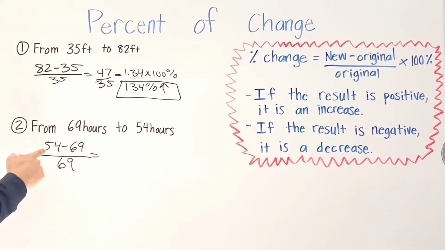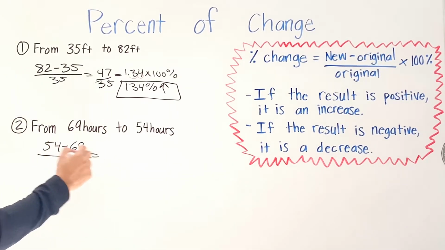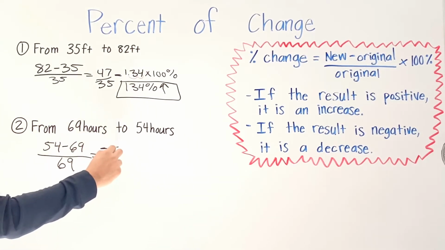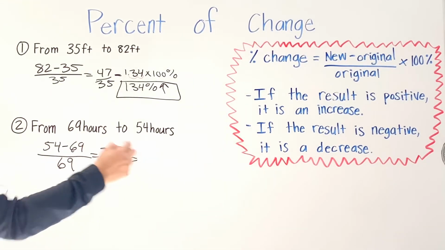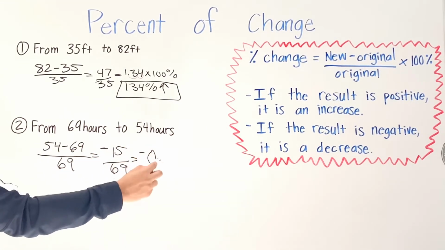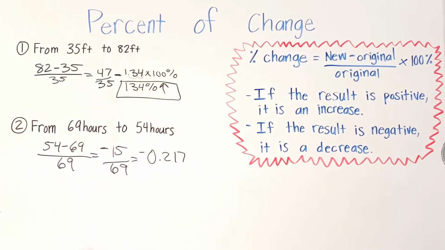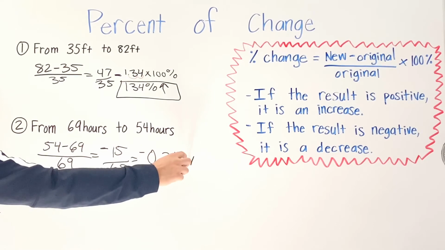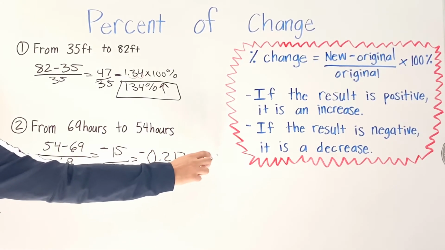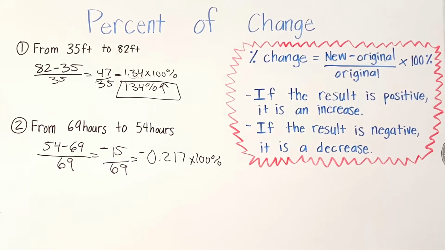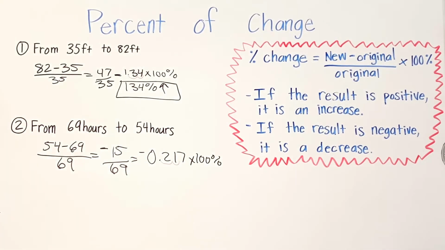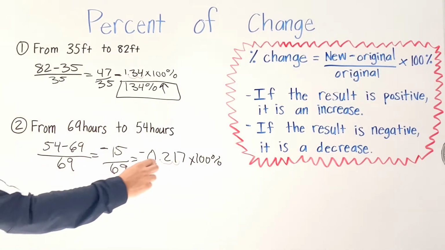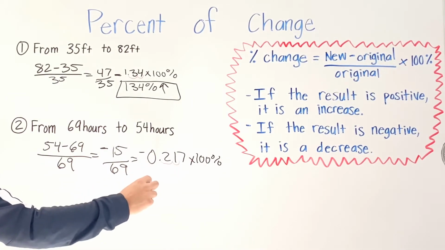We subtract 54 minus 69. I know right away that's going to be a negative 15 divided by 69 equals, when we divide that, negative 0.217. After that, you multiply that by 100%. You're going to move it up 2 spaces, 1, 2. So I'm going to estimate that 7 up, so there's going to be about 22%.